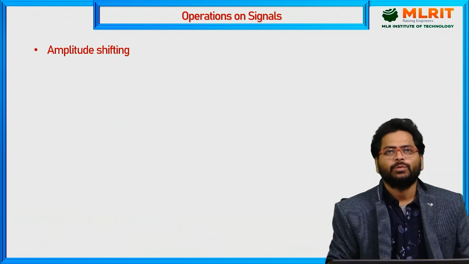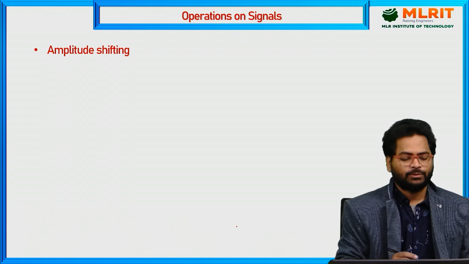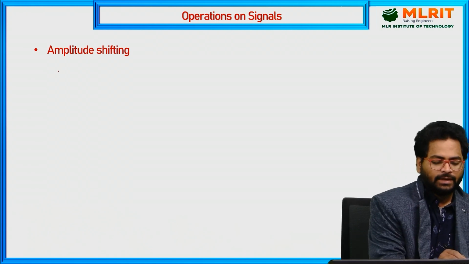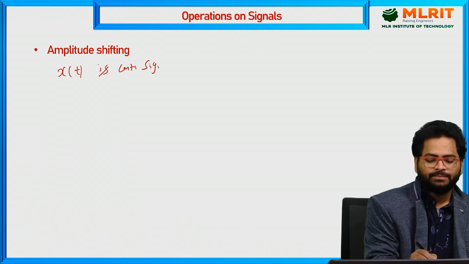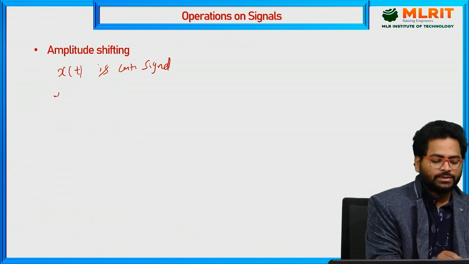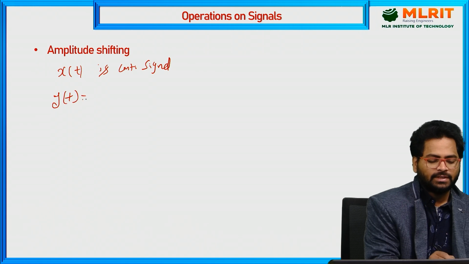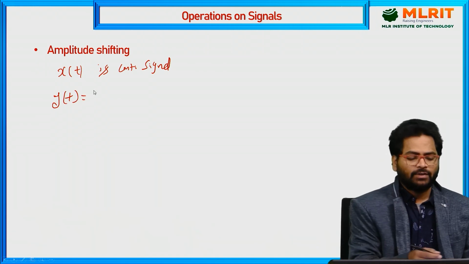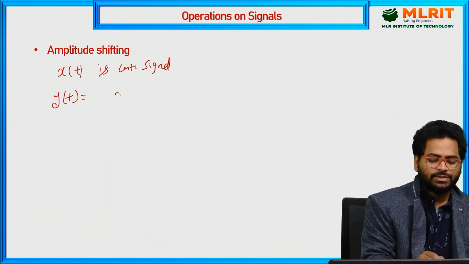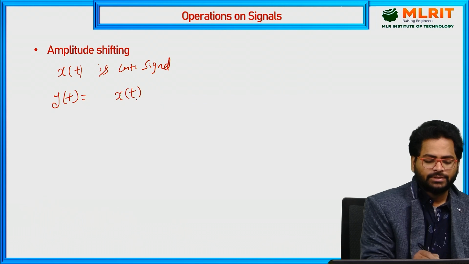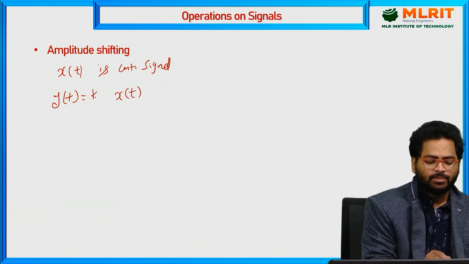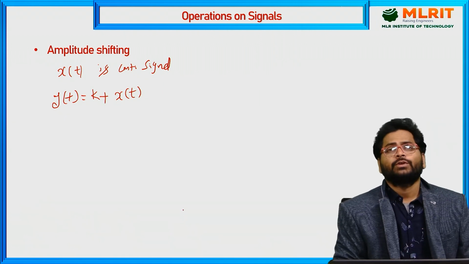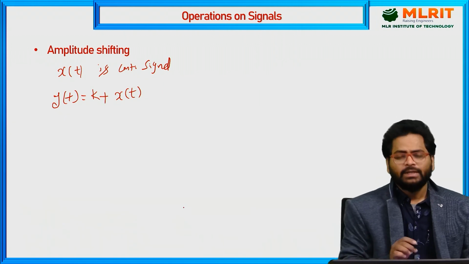So how are we going to shift the amplitude? Same signal, let us take x of t as one signal. x of t is a continuous signal. Now I want to represent y of t. So y of t is the signal after shifting, with respect to t units. So this is the original signal. Now shifting means we are adding some constant to the original signal.